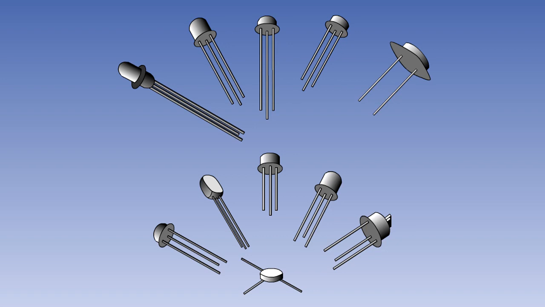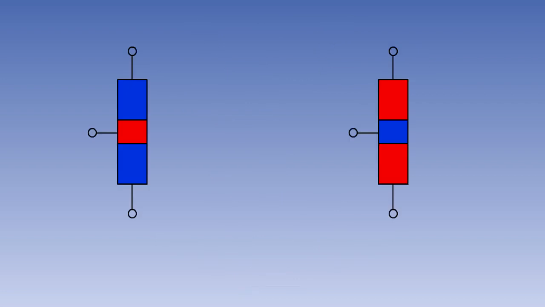We will now look at the bipolar or junction transistor. There are two types of junction transistor. They are known as the NPN transistor and the PNP transistor. The NPN transistor consists of a thin layer of P-type material sandwiched between two pieces of N-type material, whilst the PNP transistor has a thin layer of N-type material sandwiched between two pieces of P-type material.